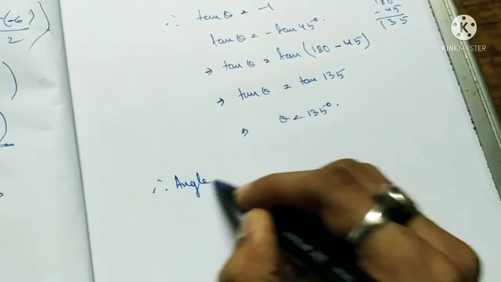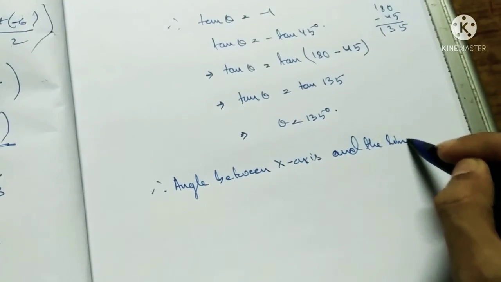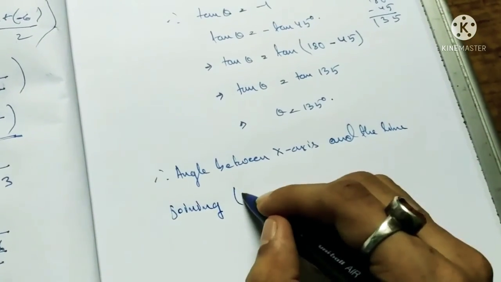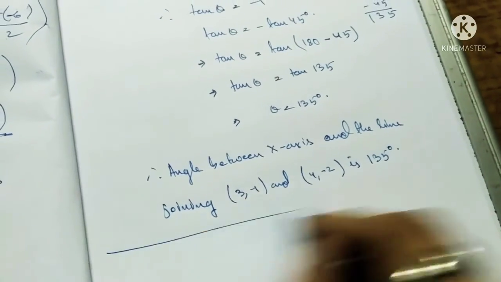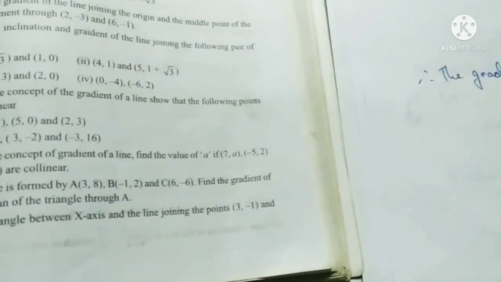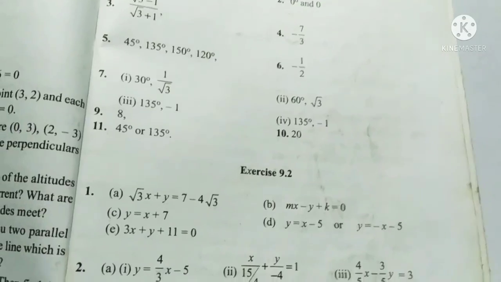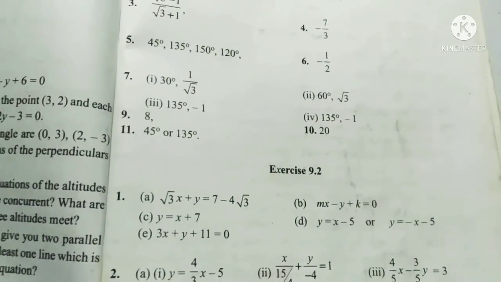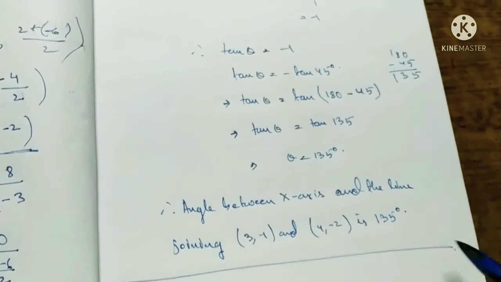So therefore the angle between x-axis and the line joining 3 comma minus 1 and 4 comma minus 2 is 135 degree. Okay, let me check the back answer here. Uh, 45 degree or 135 degree. Okay, so this is your 45 degree or 135 degree. This is 135 degree I have got. Okay, so in here you can keep the answer.